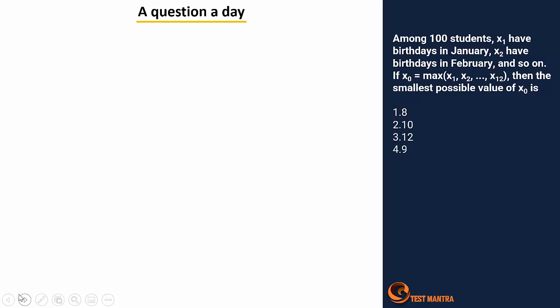Okay. So the question says, among 100 students, X1 have birthdays in January, X2 have birthdays in February, and so on. So 100 students are there. If X0 is nothing but the maximum of X1, X2, up to X12, then the smallest possible value of X0 is what we need, so I want to minimize the maximum here. That is the minimum possibility for X0.